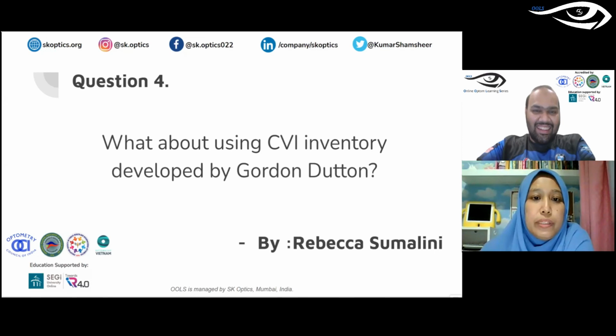Rebecca also asked, what about using the CVI inventory developed by Gordon Dutton? Yes, we also look at Gordon Dutton's inventory. It's actually much simpler compared to what we use at the moment. With the American style of therapy, they use a more unique and customized approach compared to Gordon Dutton's approach. The Netherlands, the Dutch people, use this Gordon Dutton inventory most of the time.